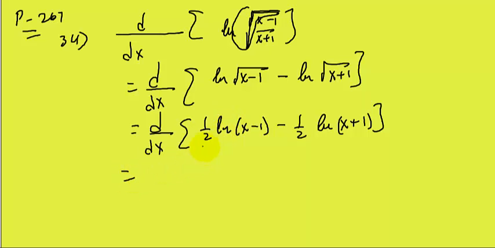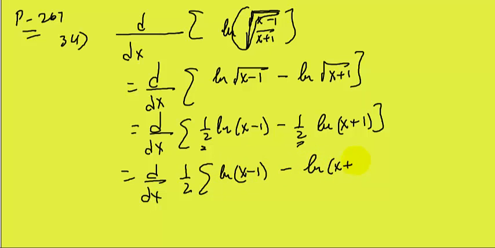So let's go ahead and pull that outside. That will give us dx 1/2 ln of x minus 1 times ln of x plus 1. So you could have just as well jumped from here to here using algebra, because that's a square root. Now it's easy to take the derivative.